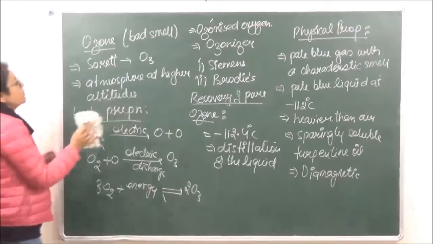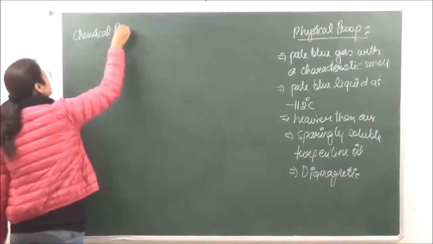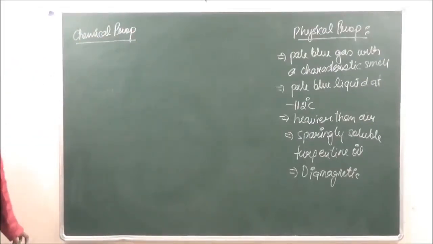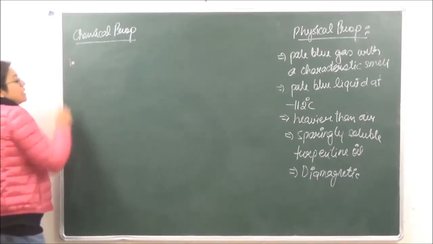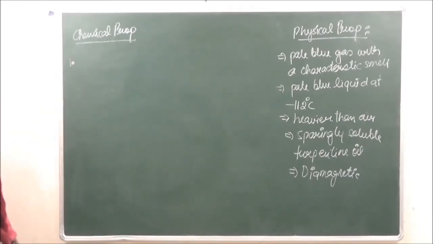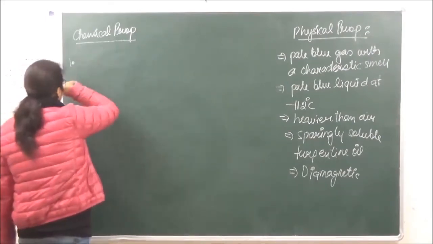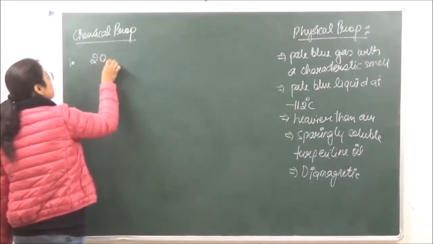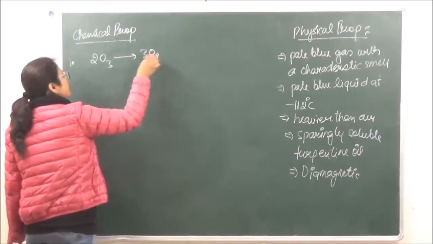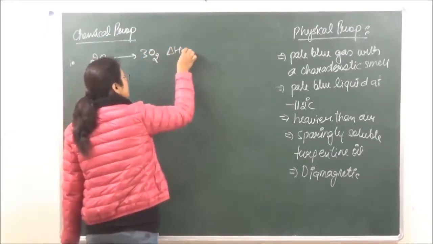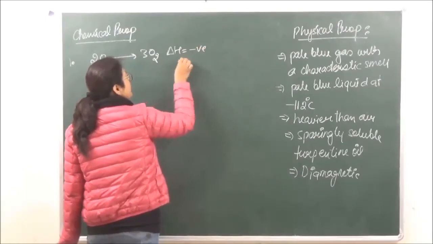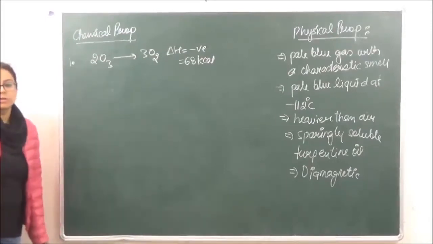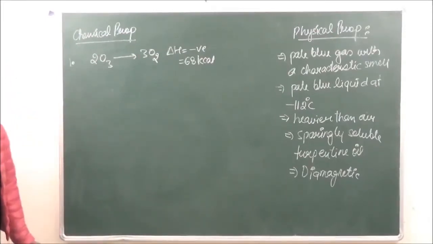Let's go on to the chemical properties of ozone. Number one, ozone is unstable and it decomposes to oxygen when heated. The reaction over here is exothermic, and 68 kilocalories of heat is going to be evolved.